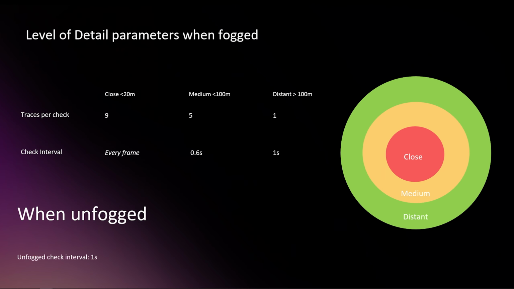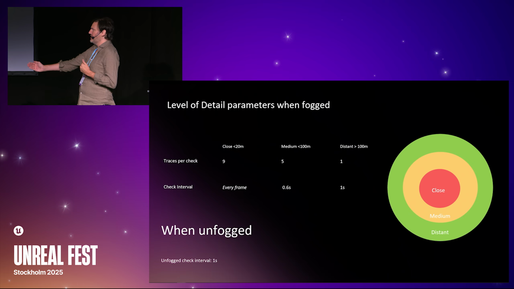And so these are the level of detail parameters that we established. For very close actors, we want to be able to very accurately tell if we can see a player. So we use 9 tracers, and we check every single frame, since popping was probably most obvious at that point. But for more distant actors, we can be much more relaxed. At least on our levels, the kind of lines of sight we have mean that we can get away with checking every half a second, and using comparatively fewer traces.